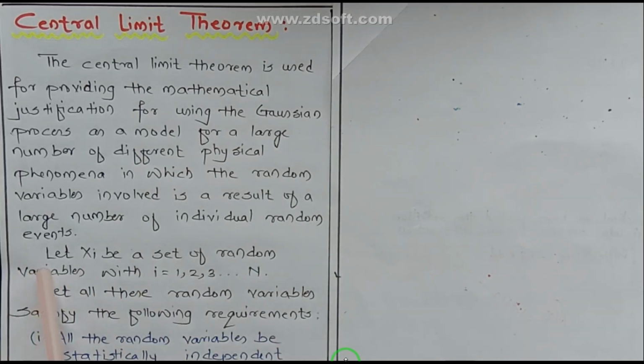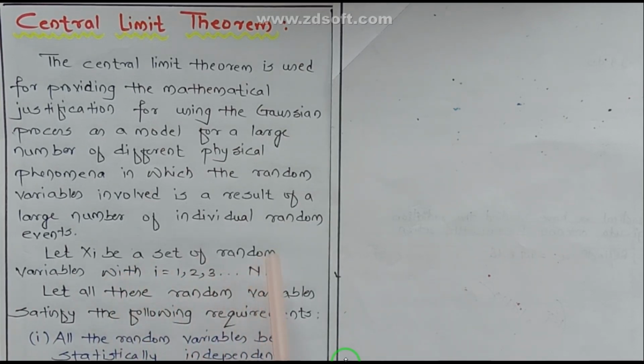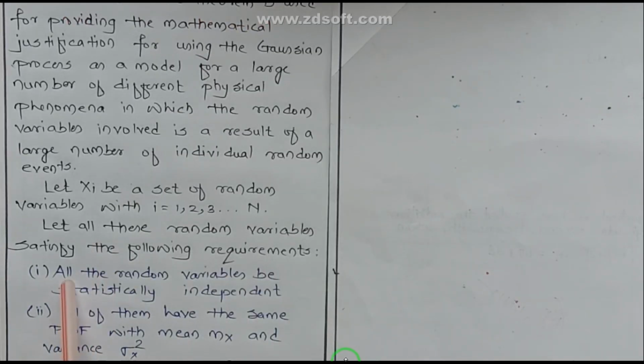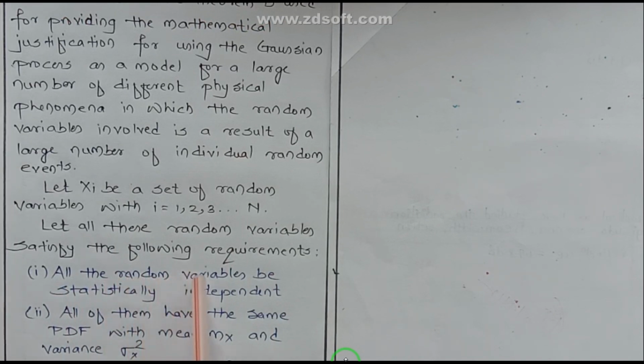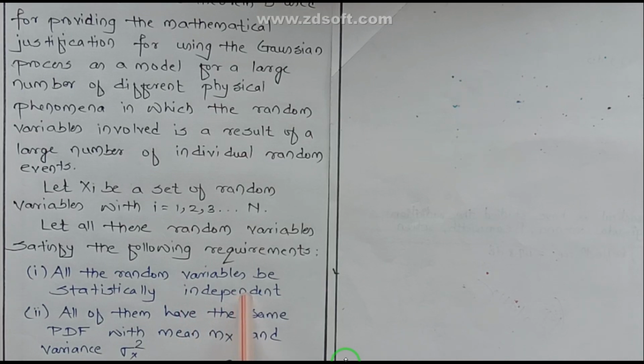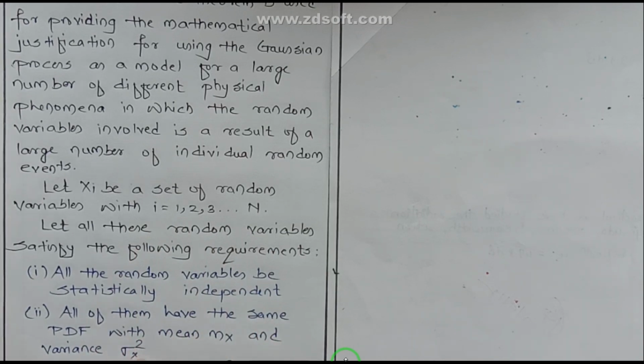So let Xi be a set of random variables with i equal to 1, 2, 3 up to n. Let all these random variables satisfy the following conditions. First, all the random variables should be statistically independent. Second, all of them have the same PDF with mean mx and variance sigma square, as we have just shown in the figure.